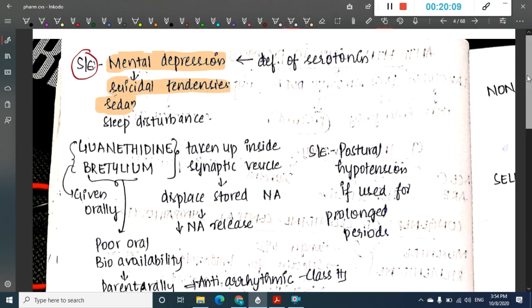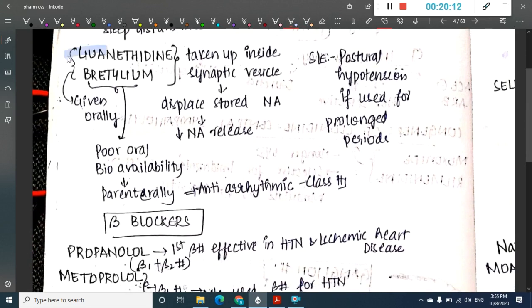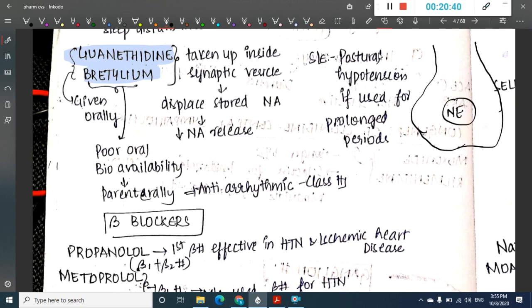What are the other drugs in this group? The second drugs are guanethidine and bretylium. Guanethidine and bretylium also have a similar action. The difference here is, I will just draw it so that it becomes easier. This is the synaptic terminal, and here I'll directly write the vesicle. In this vesicle we have noradrenaline. This noradrenaline goes from the vesicle outside. This is the postsynaptic neuron.